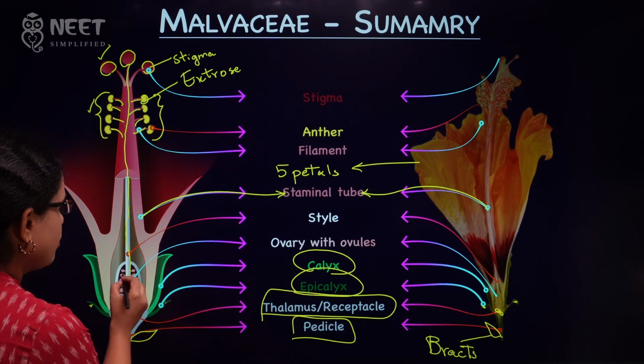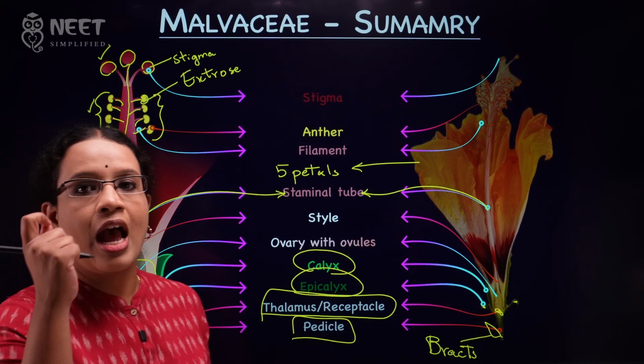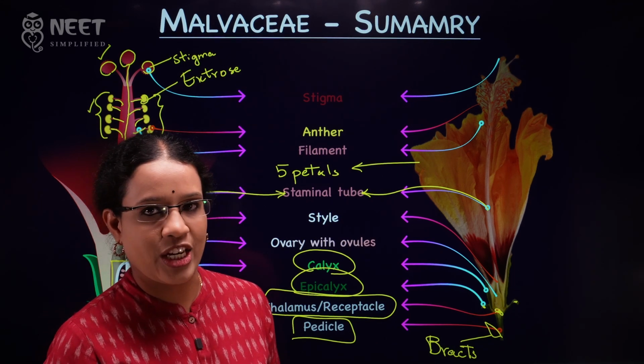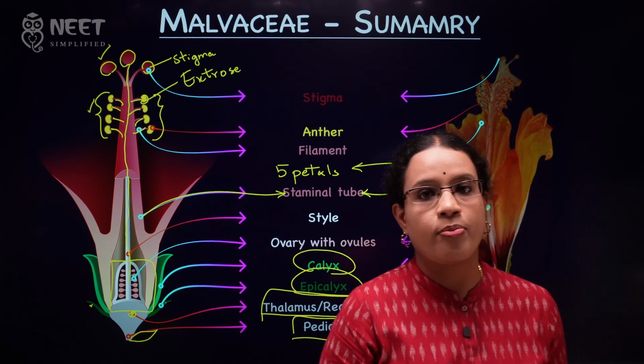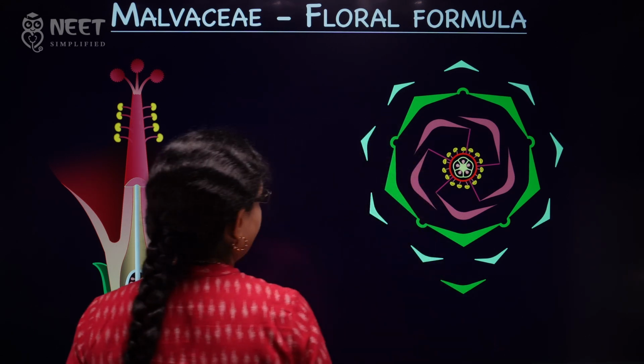Yes, we understood about the single ovary as well with multiple ovules attached onto an axis. We call that axial placentation. Now, whenever we discuss the flower, the most important thing to discuss next is the floral formula. Yes, so let's understand that as well.